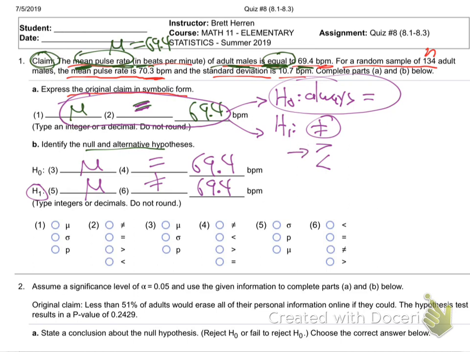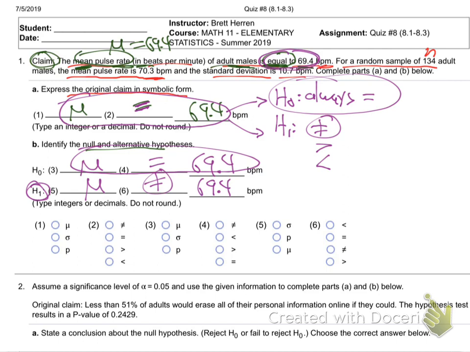If you're wondering, well, how do I know when I do greater than or less than? They'll say it somewhere in the problem. They'll claim the adults are greater than 69.4 or less than 69.4. They never said that. They just claimed equal to. So I wrote equal to, and then the alternative is the opposite. So what's the opposite? Not equal to.